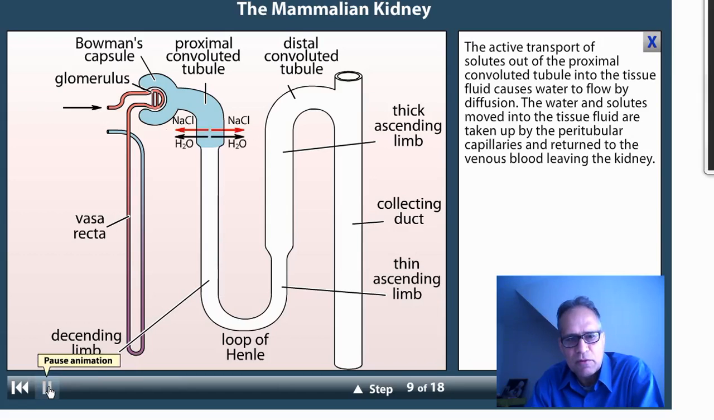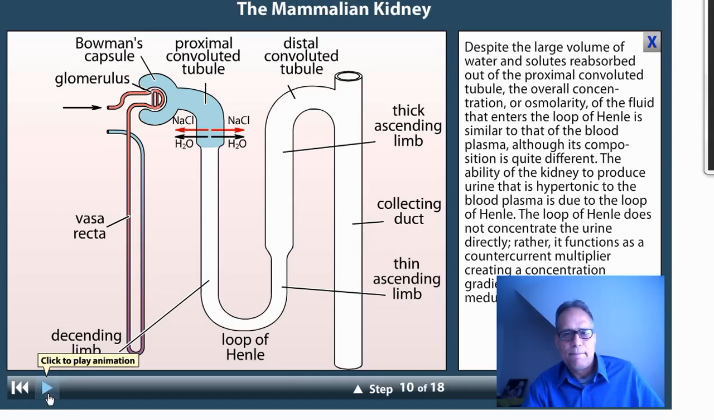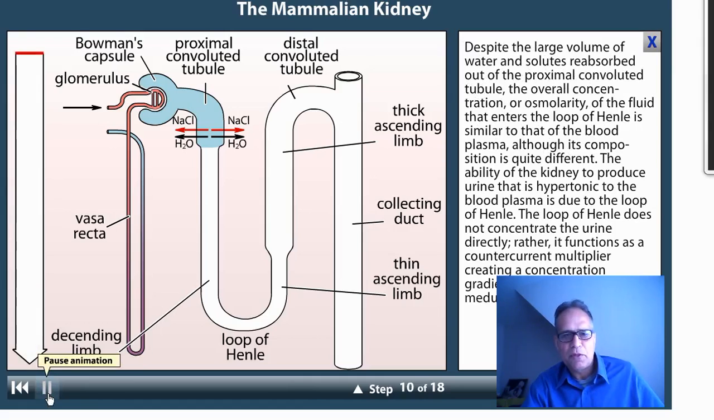Now you see the water also being pumped out. Now this is all happening along the proximal convoluted tubule, where some of the reabsorption of sodium as well as water takes place. So if the sodium gets out, the water has to get out. Now in the following animation, you will see that this sodium output will increase the solute concentration.